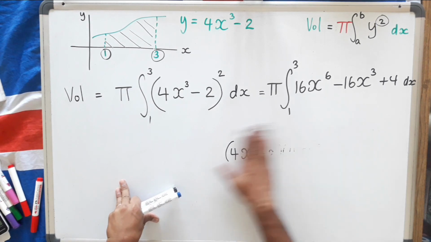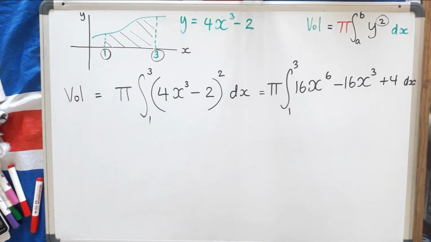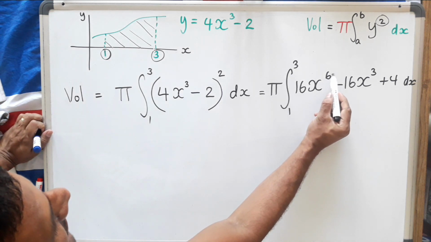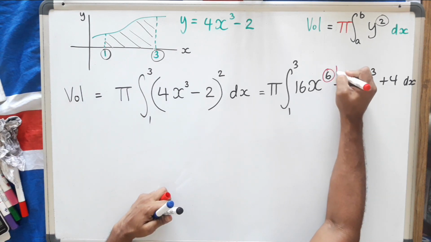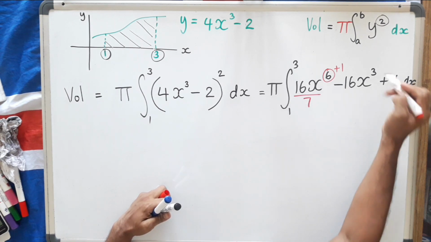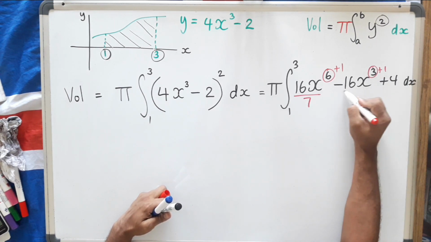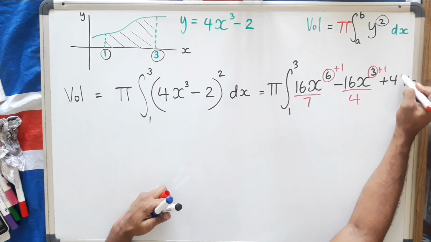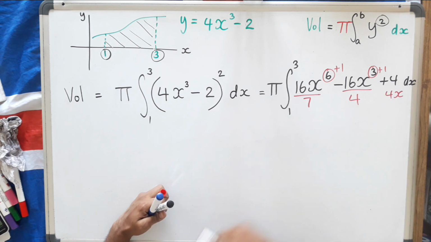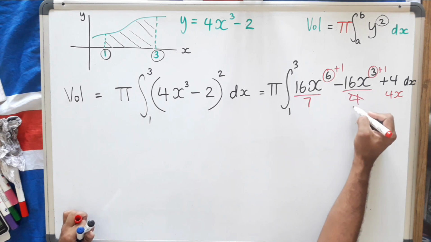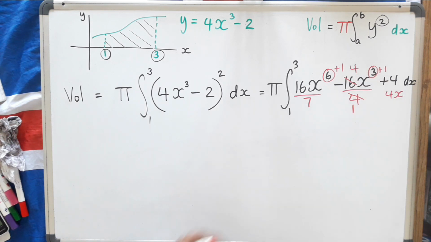So let's get started on the integration part here. I don't expect to get nice numbers. This is something I made up on the spot. So how do we integrate? We add 1 to the power, divide by the new power. So add 1, 6 plus 1 is 7. Add 1, we end up dividing by 4. This is a constant by itself, so I have a good feeling we're going to end up with 4x here. So let's put that over here. Oh, by the way, 4 we could go into 16 4 times.